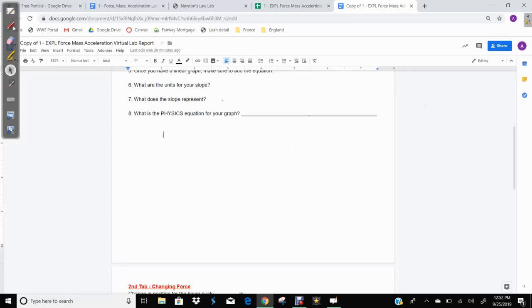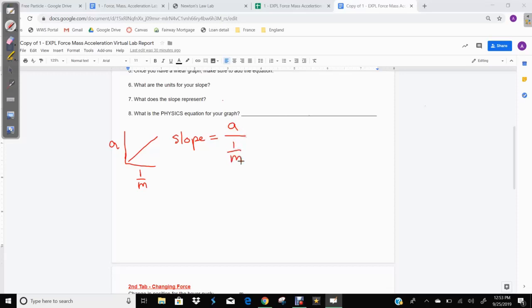So the units of our slope. Remember, we just did acceleration versus 1 over mass. We got this straight line here. So if we were looking at units for the slope, we have slope, which is equal to rise over run. So that is going to be our acceleration over 1 over mass.